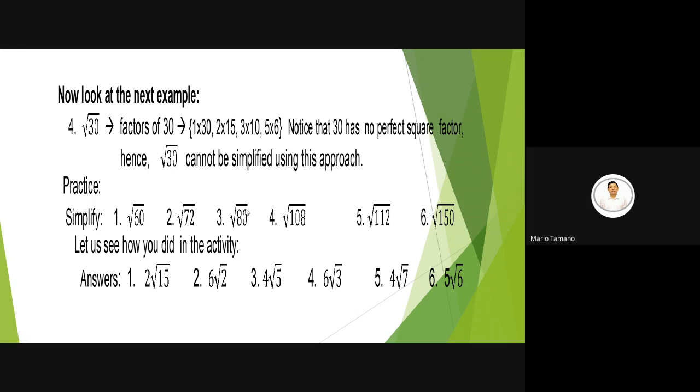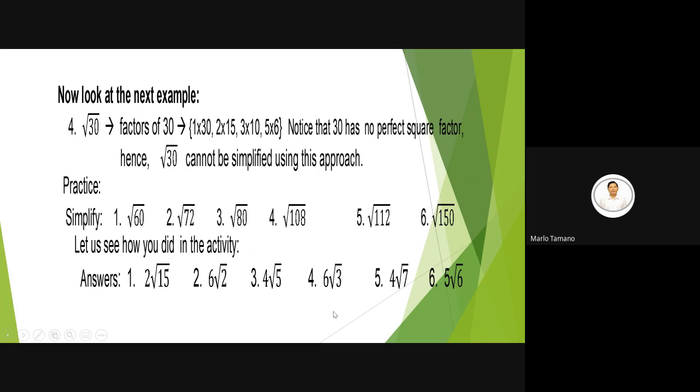Next, number 3. I-practice more. 12 times 5. That is incorrect. 16 times 5. The square root of 16 is 4, then the square root of 5. Next, 108. 36 times 3. The square root of 36 is 6, then the square root of 3. That is correct.